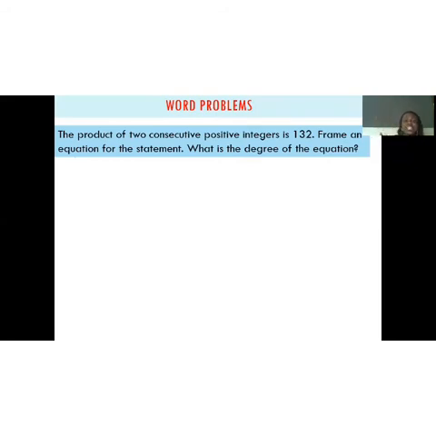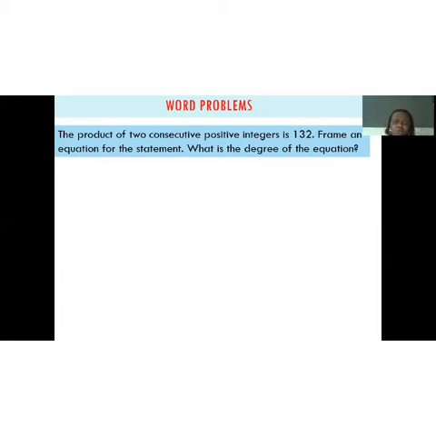The word problem for this one says the product of two consecutive positive integers is 132. Frame an equation for the statement and state the degree of the equation. But we're not just going to frame an equation and tell the degree, we're going to solve it. So let's look at that.